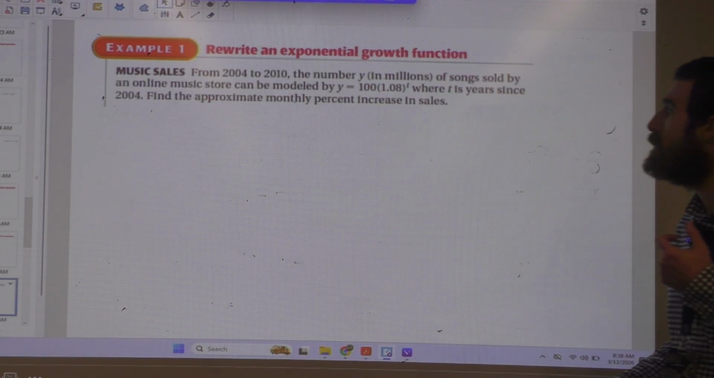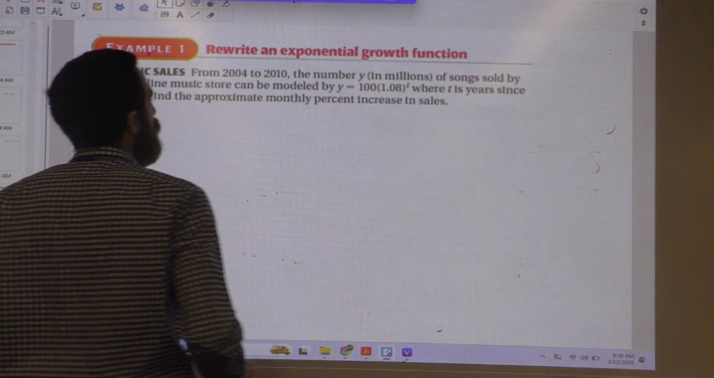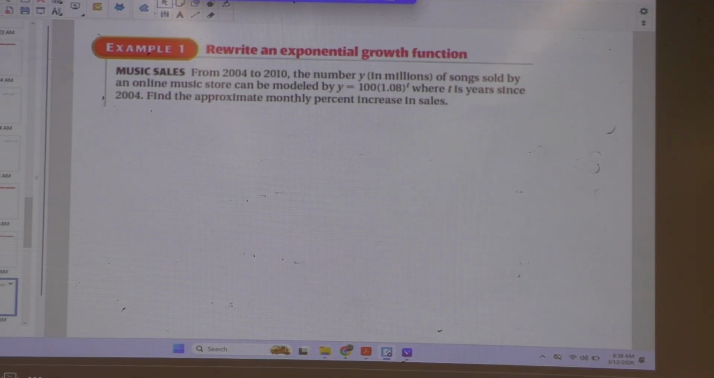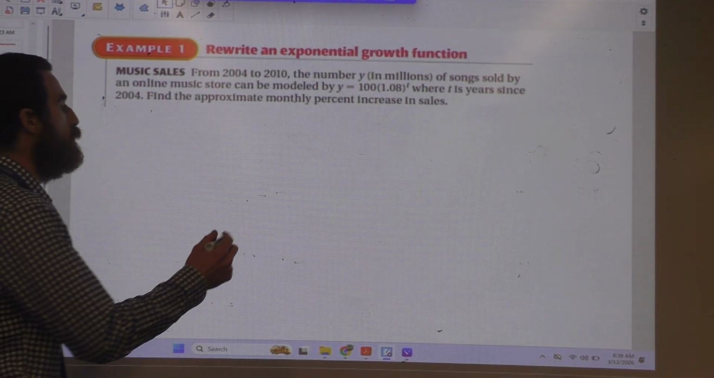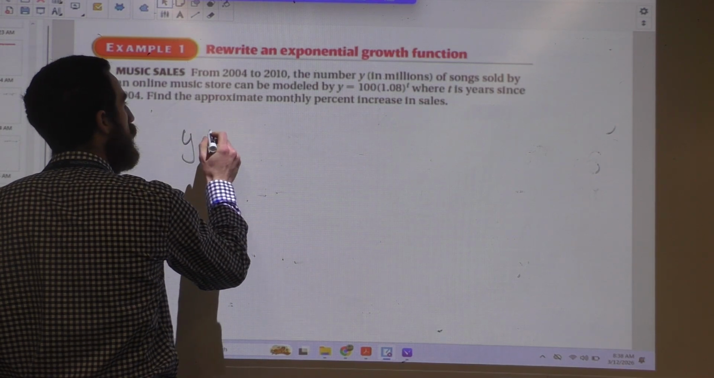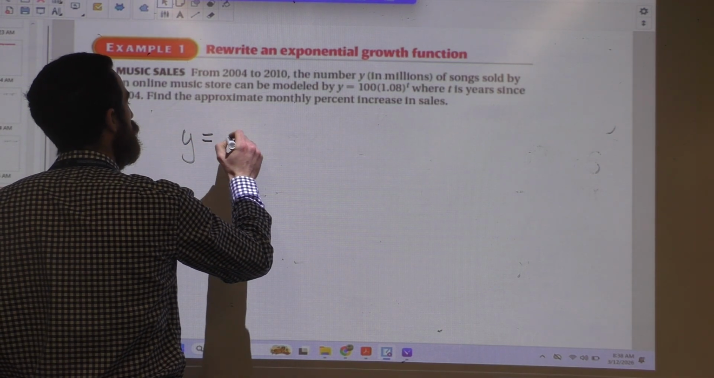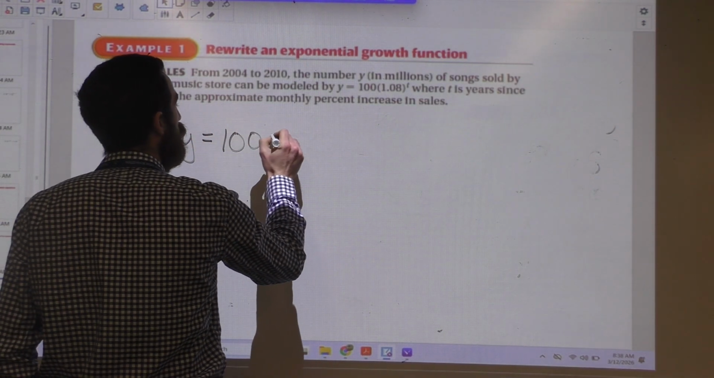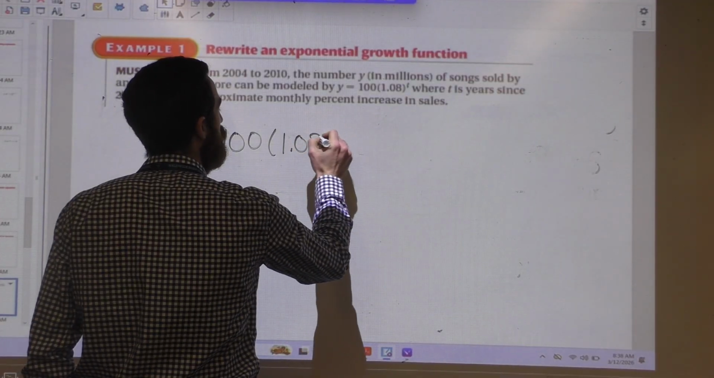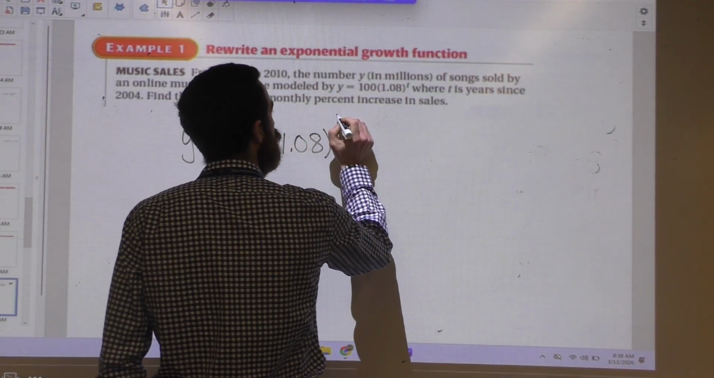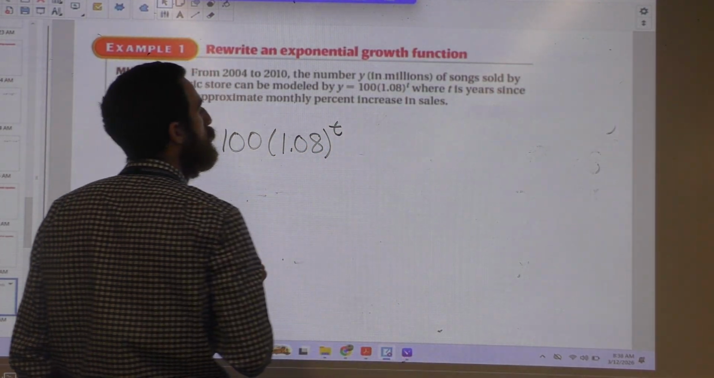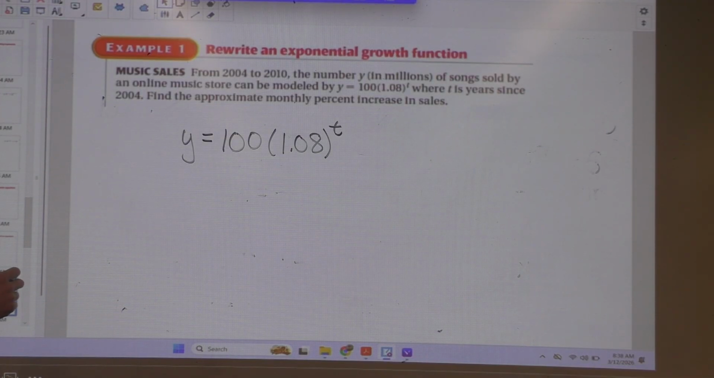Oh yeah, okay. So we're using an exponential model, but we're rewriting it like we did in that investment problem before. So I have y equals 100, 1.08 to the t. But they want to know the monthly increase.